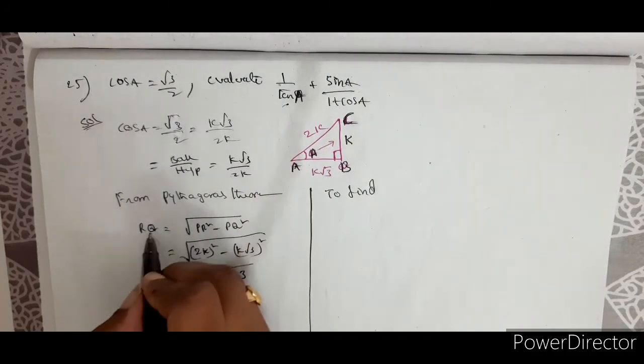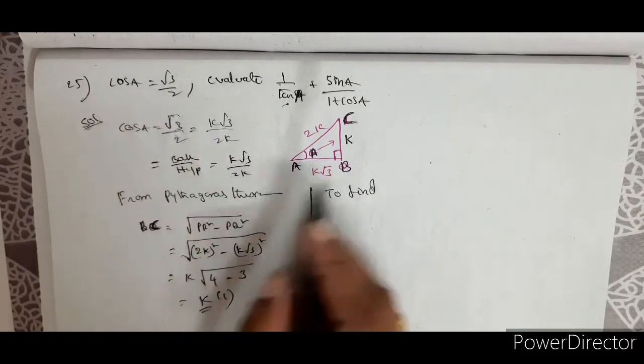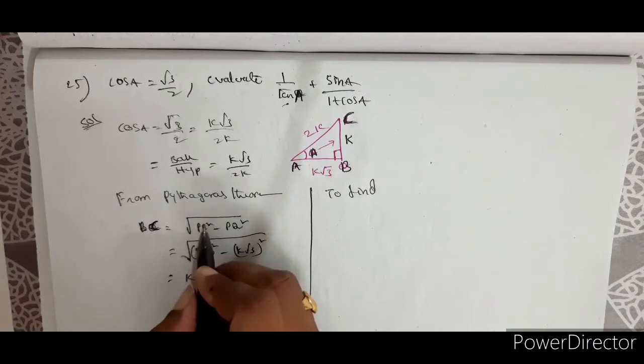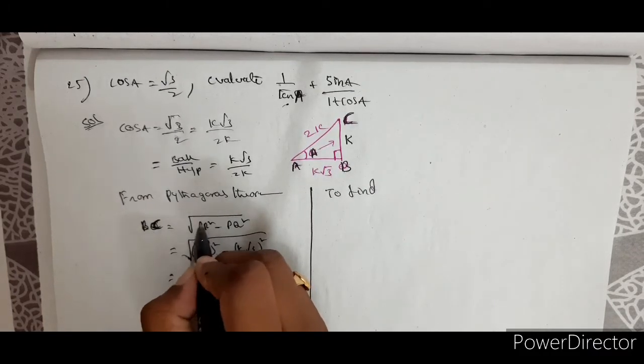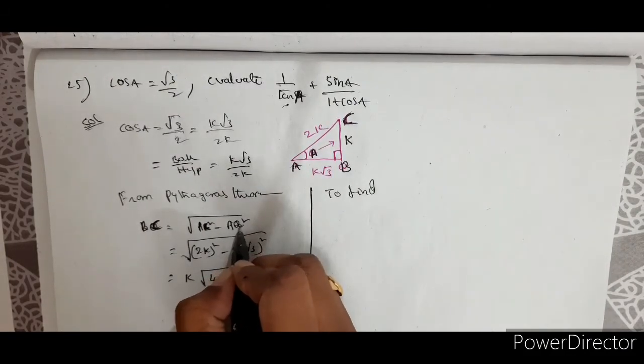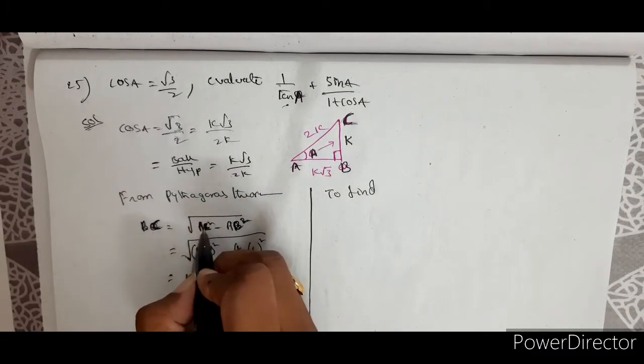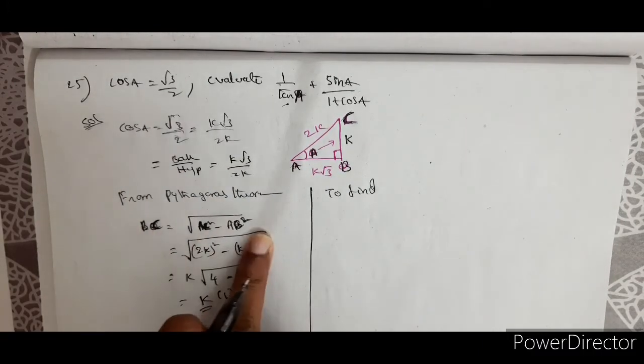Okay, if that is the case, then BC is equal to, I didn't notice this as A. So BC is equal to the square root of AC square minus AB square. Yeah, please make a correction here.